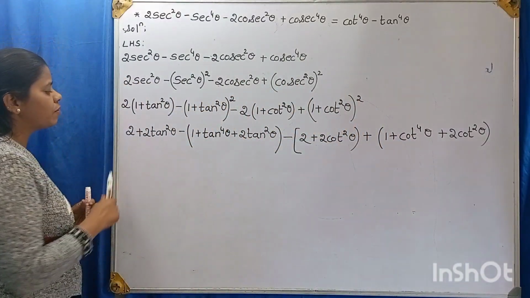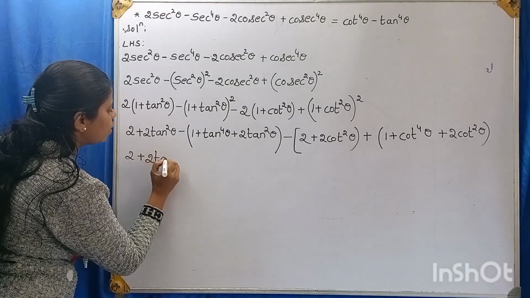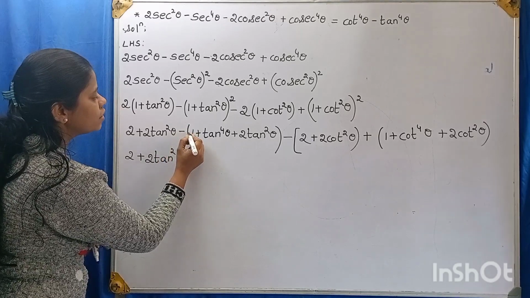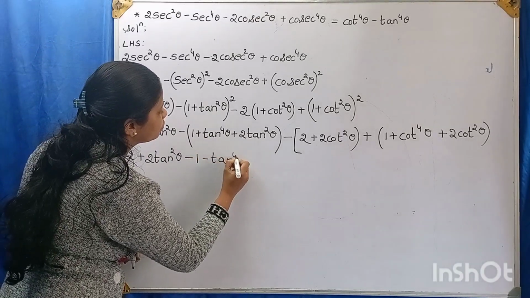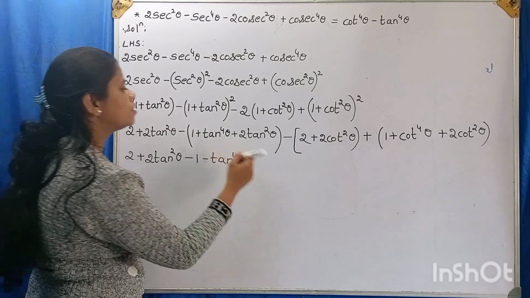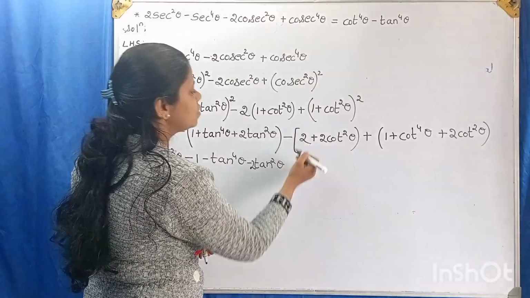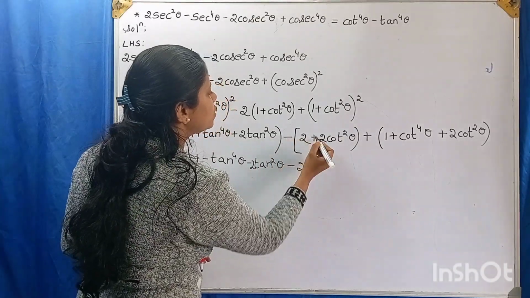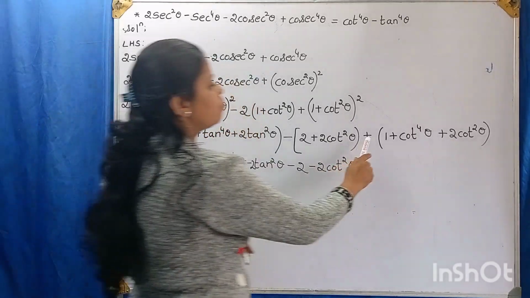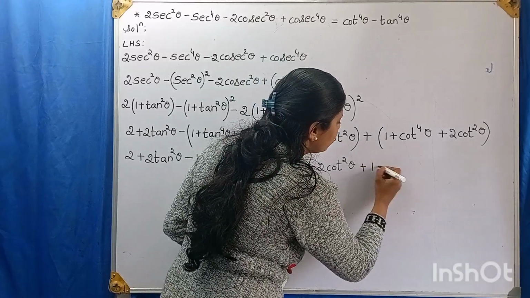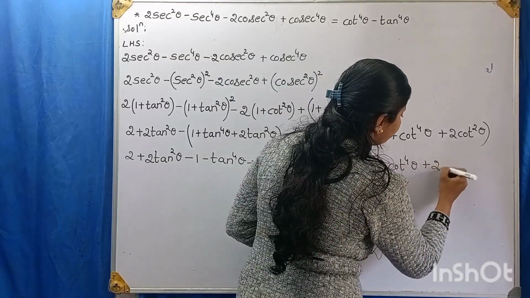Now, let's simplify. 2 plus 2 tan²θ, minus into plus is minus 1, minus into plus is minus tan⁴θ, then minus into plus is minus 2 tan²θ, minus into plus is minus 2, minus into plus is minus 2 cot²θ, then plus into plus is plus 1 plus cot⁴θ plus 2 cot²θ.